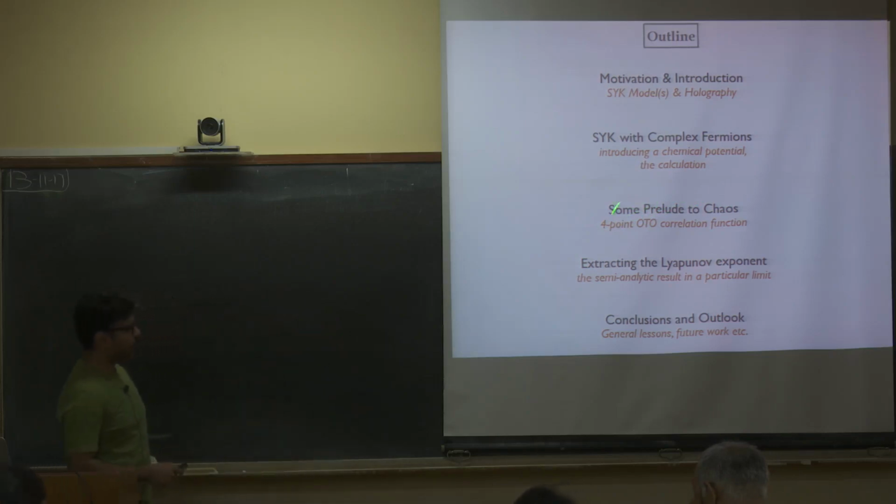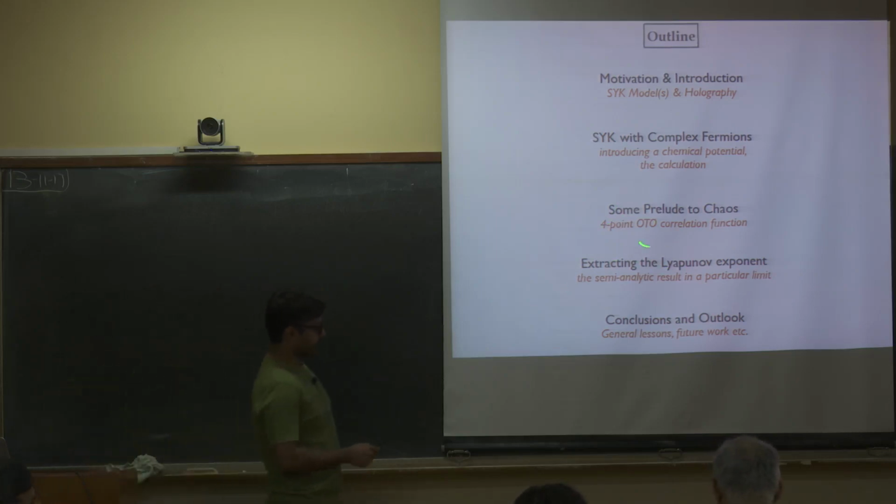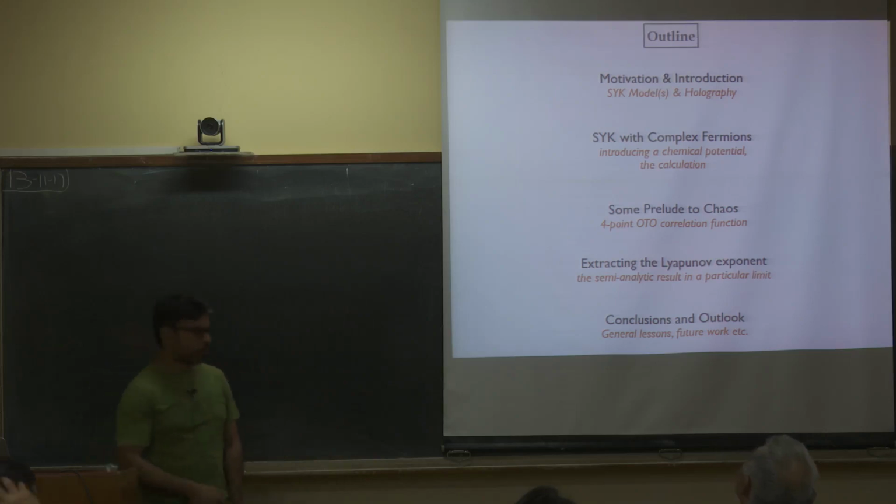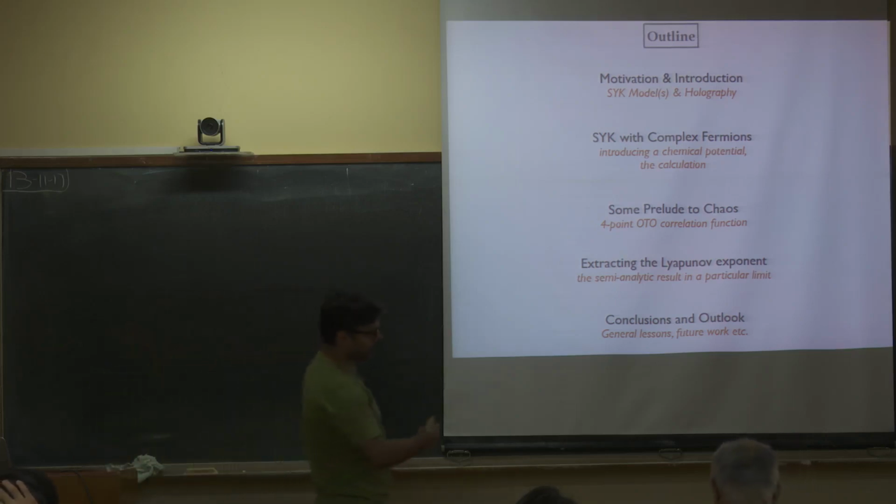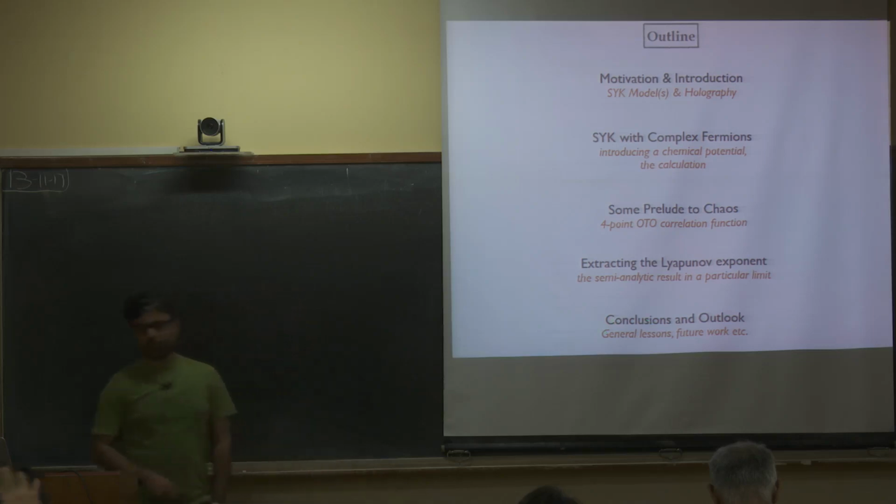Then I will move on to again some very basic features or very basic ideas of chaos, and particularly in terms of this so-called 4-point out of time ordered correlation function. And then I will talk about how you can extract something particularly quantitative to denote this chaos behavior, namely a Lyapunov exponent. And the treatment here is essentially semi-analytic, and that's really one of the points of what I'm going to talk about here. It's a very simple problem that we are trying to solve, or simple statement that we are trying to make. And then I will try to end with conclusions, outlook, etc. So that's the rough outline.